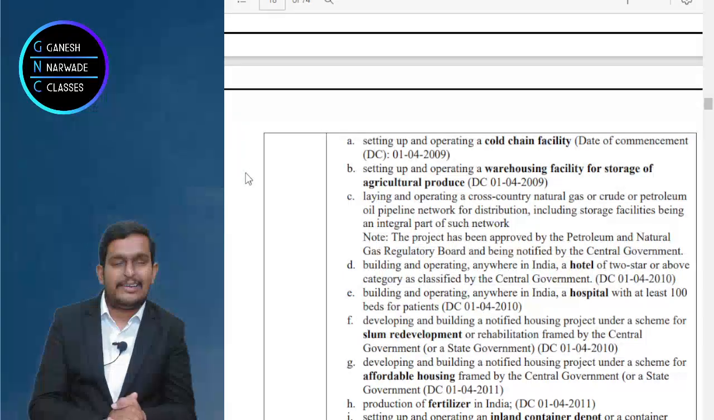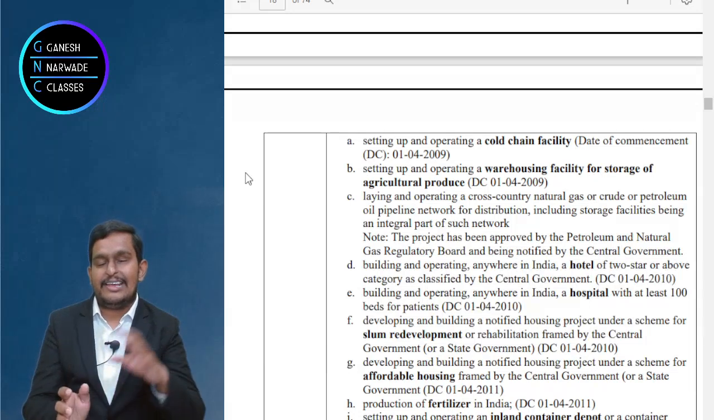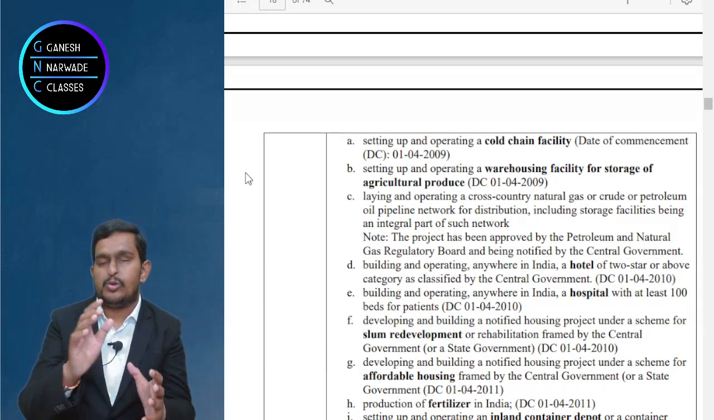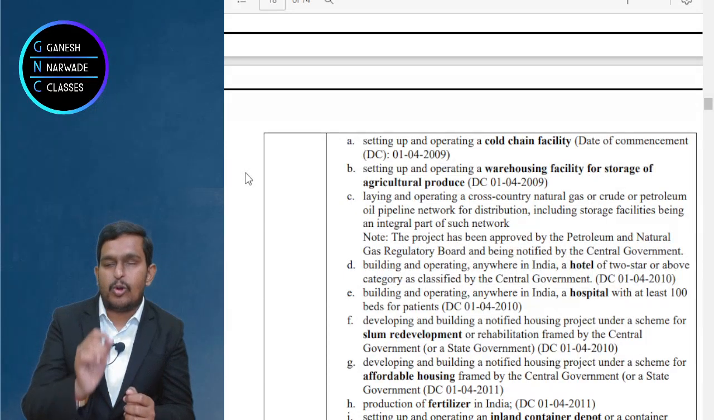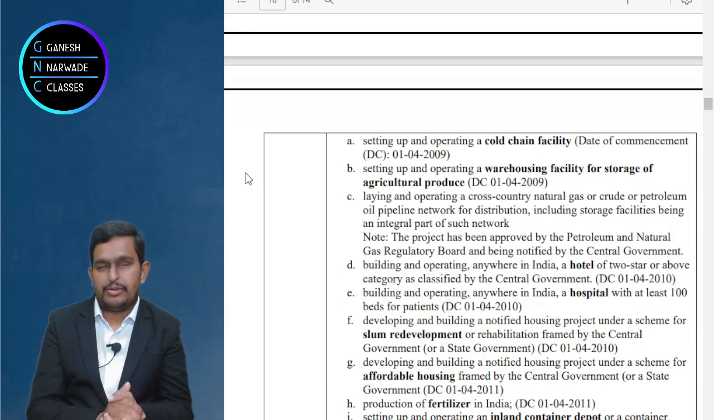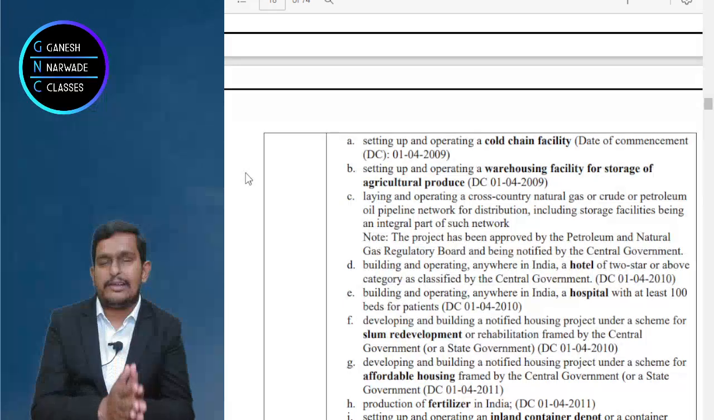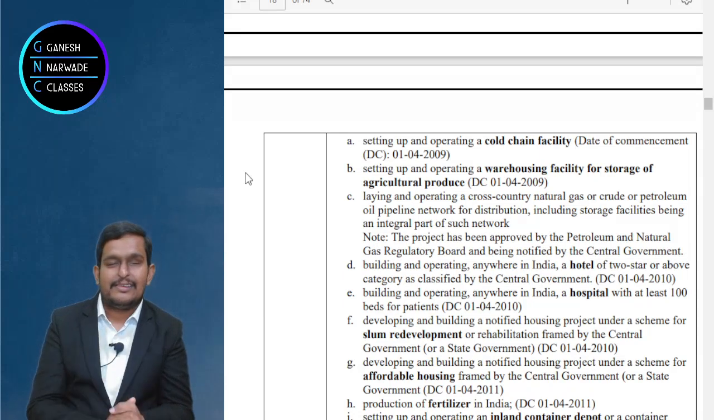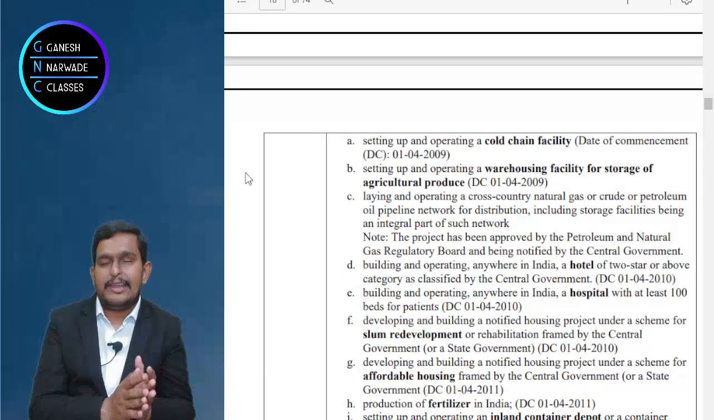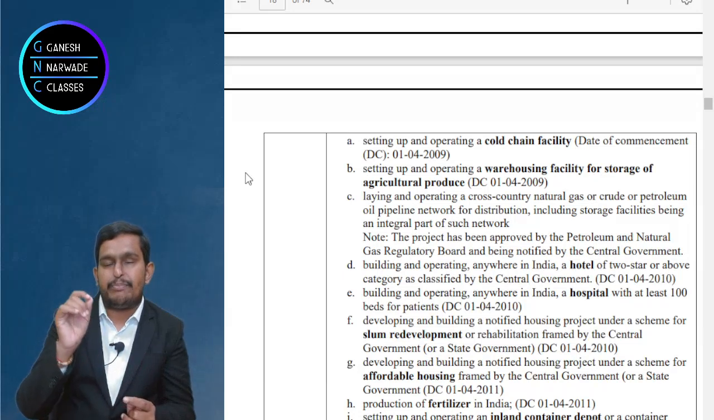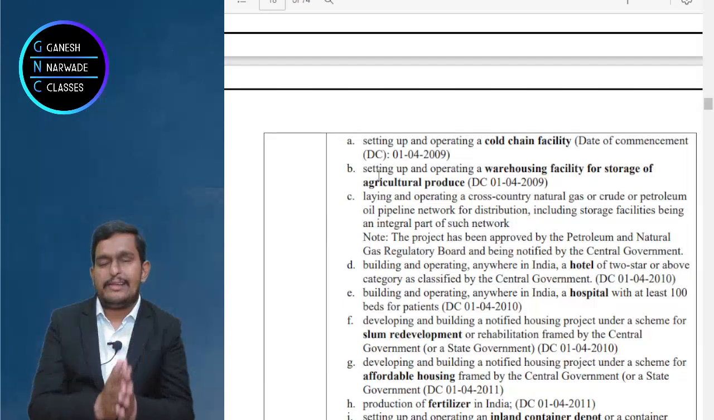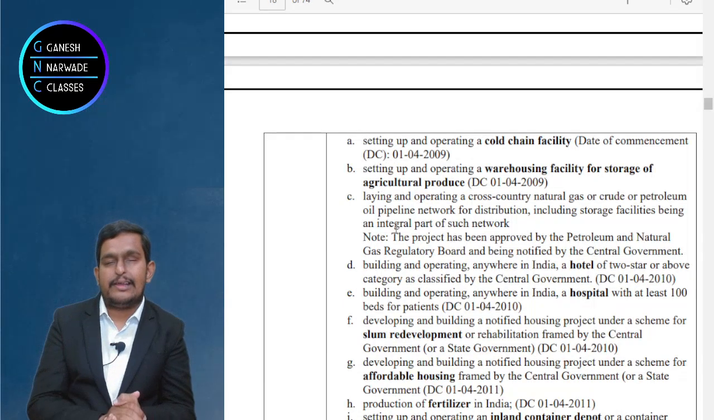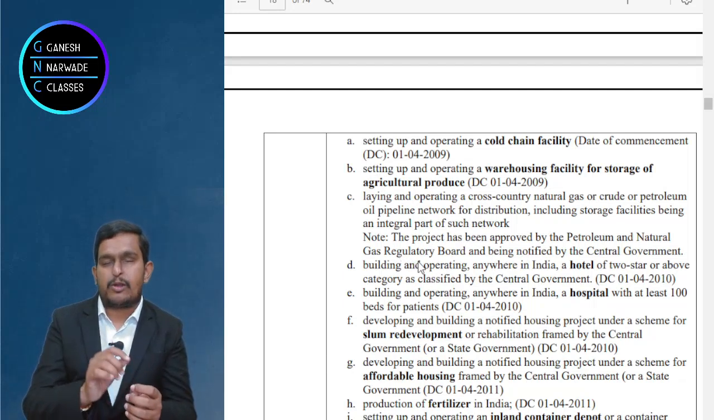Cold chain facility. What is it? First one, cold chain facility, like refrigeration of agricultural produce, we do through that. Second is a warehouse for storage of agricultural produce. When I talk about agricultural produce, it includes fisheries and meat also. Third one, cross country pipelines for natural gas, petroleum, crude oil, all that.